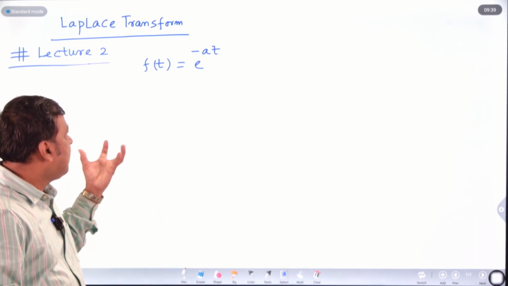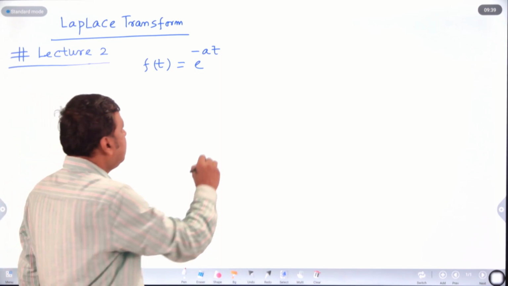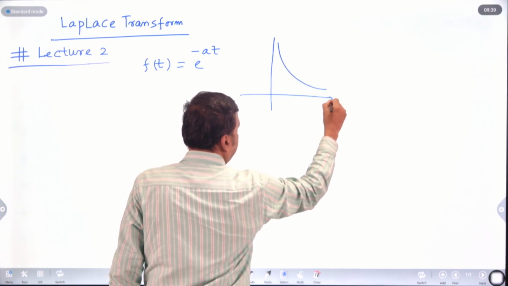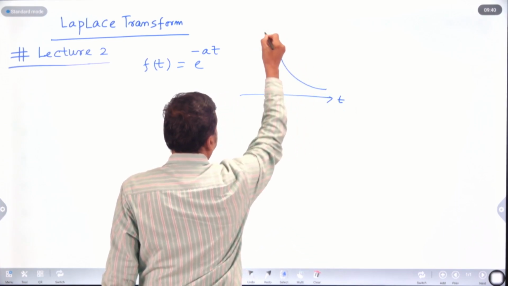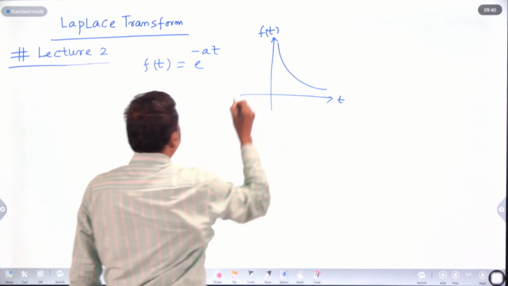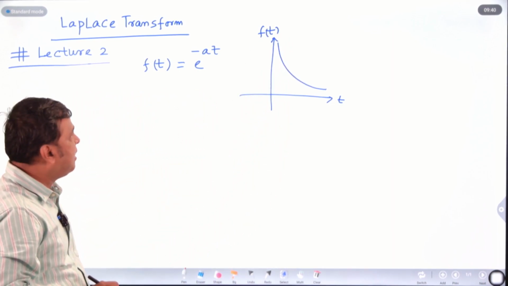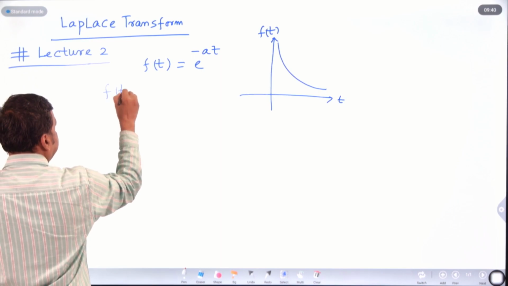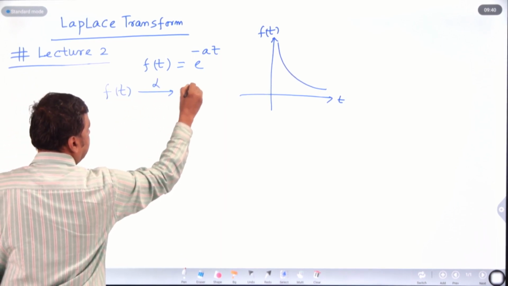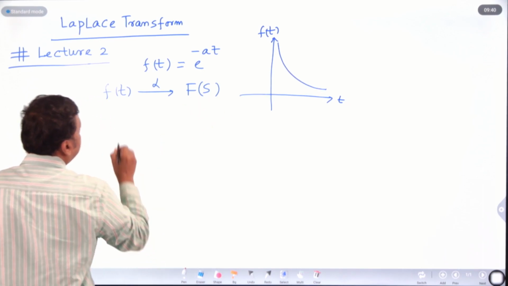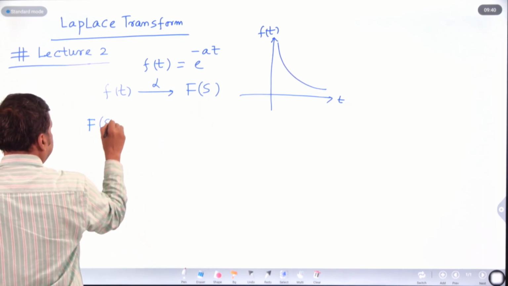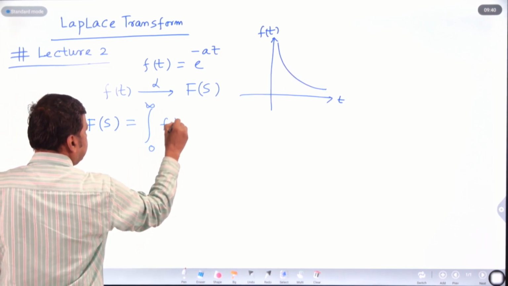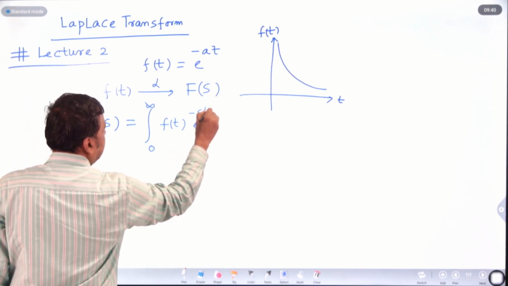So what is the Laplace transform of this function? This is the exponential function plotted against t, and this is f of t. Now we are going to derive the Laplace transform of this basic function f of t. Already I told you the Laplace transform of f of t is F of s, that is, F of s equals the integral from 0 to infinity of f of t into e to the power minus st dt.